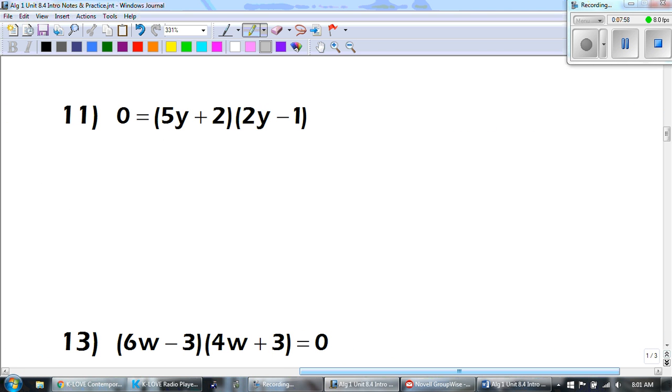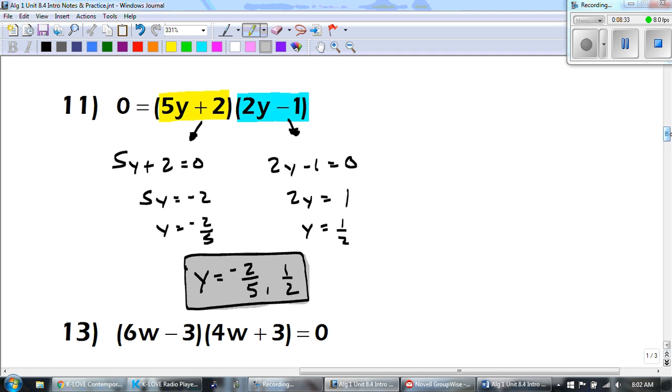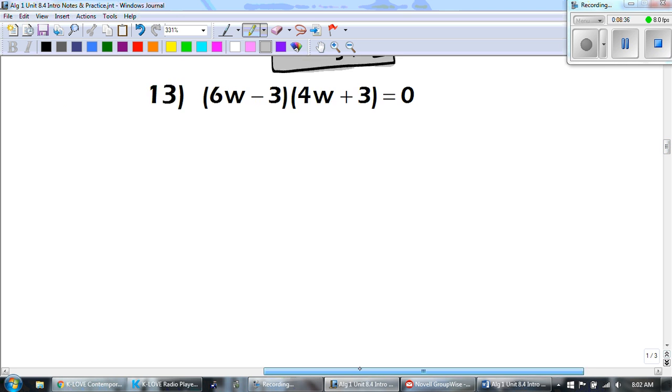All right, number 11. Go ahead, pause the video and see if you can get both answers. Good luck. Just remember, it's okay to have a fraction as your answer. We get to subtract 2, divide by 5, and then add 1, divide by 2. So we get negative 2/5 and 1/2.